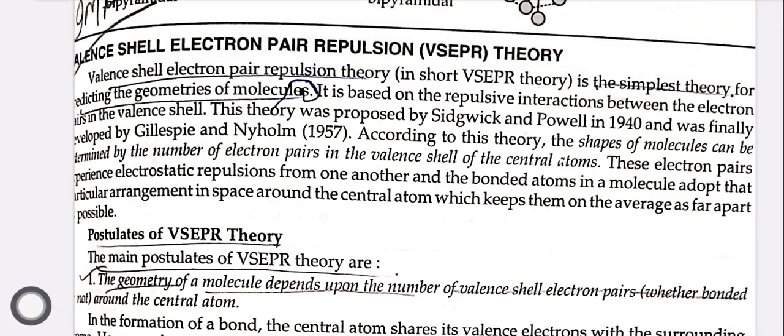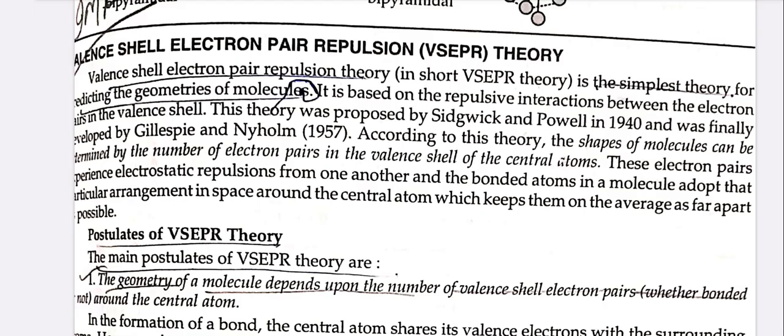Valence shell electron pair repulsion theory, the VSEPR theory. Valence shell electron pair repulsion theory is the simplest theory for predicting the geometries of molecules. It is based on the repulsive interactions between the electron pairs in the valence shell. This theory was proposed by Sidgwick and Powell in 1940 and was finally developed by Gillespie and Nyholm in 1957.